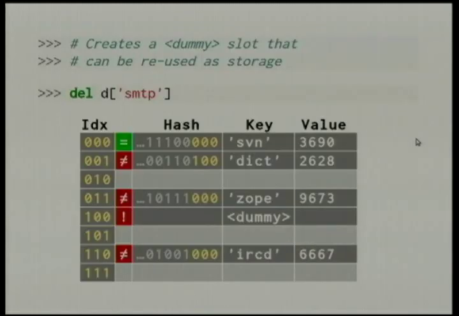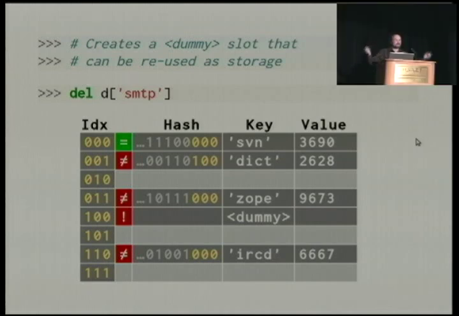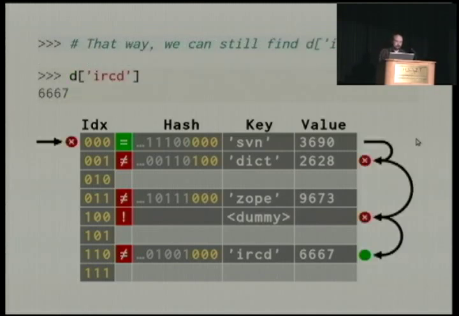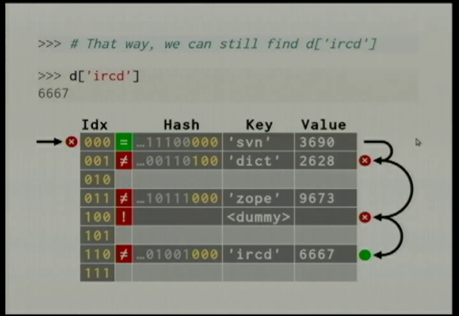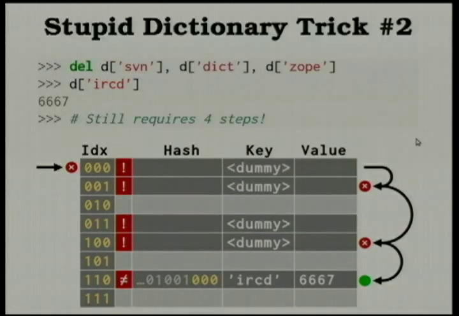All it does is eat up space in the dictionary. It can be reused for storing a fresh key, but until some new key comes in to use slot 100, there's got to be something there for collision searches to continue to bounce off of to make it to their destinations. So we have deleted that key, but we can still find IRCD because the search will bounce off of that and keep looking. That leads to a possible stupid dictionary trick number 2 that you can try at home.